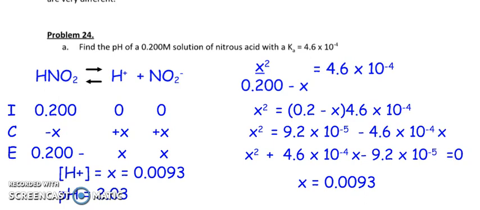Okay. Problem number 25 is the same exact problem, however we have 0.0200 molar. So we have 0.020. It's a tenth more dilute than this one. How will our pH be changed? So let's see how the next one goes.